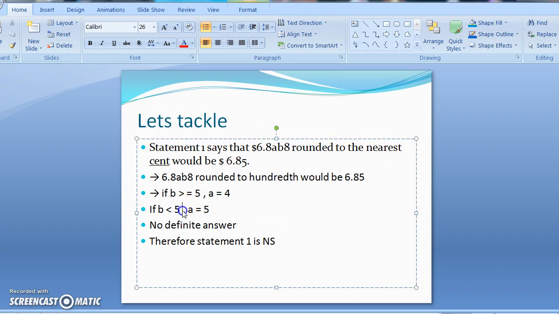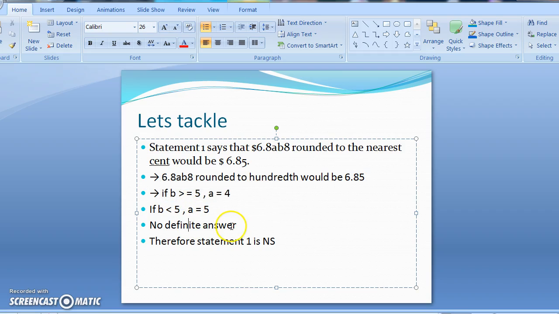Alright, but the second scenario, what is the second scenario? B is less than 5. If B is less than 5, then we do not round A up. Without rounding it up, A becomes 5, hence originally also it is 5, and therefore we have two answers. We have A is 4 and we have A is 5. In fact, B we do not even know because there is no information about B. B could be any digit. It could be greater than or equal to 5, or it could be less than 5.